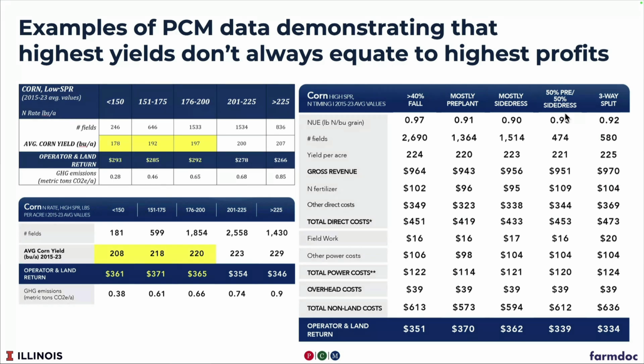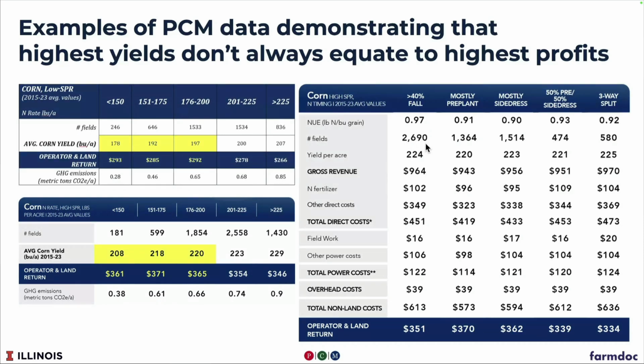And then this last category we call the three-way split. That means something less than 40% of nitrogen was applied in the fall, and then the balance was applied pre-plant and side dress. This also shows the nitrogen use efficiency in pounds of nitrogen per bushel of grain in each one of these timing classes, and the number of fields in each timing class.